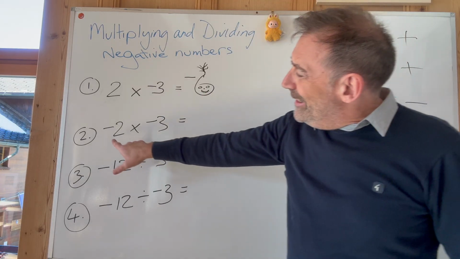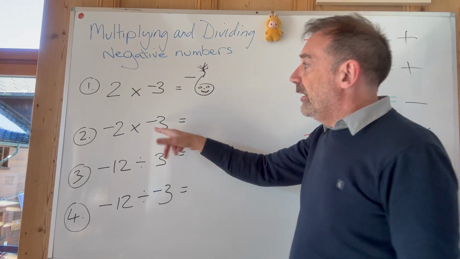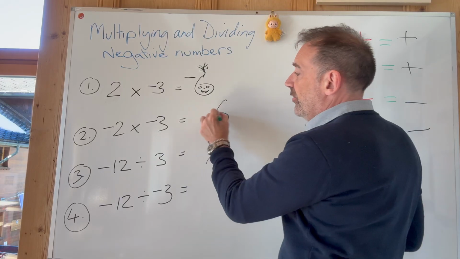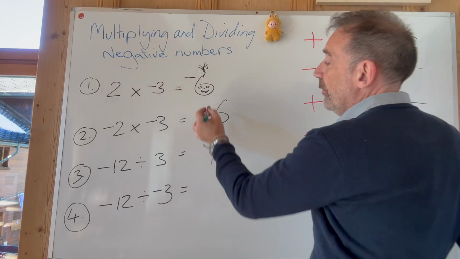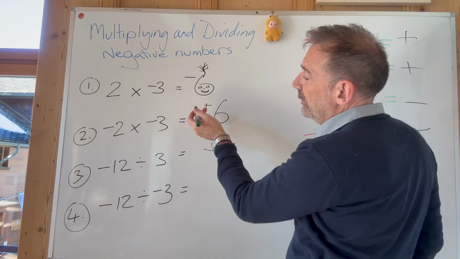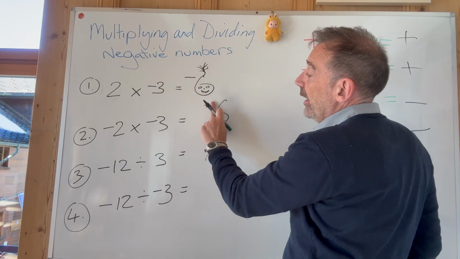Okay. Negative 2 times negative 3, well, obviously 2 times 3 is 6. 2 negatives make a positive. Beautiful. We don't need to write that in, but you can if you want.